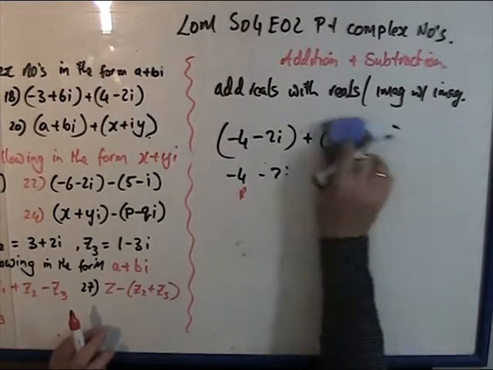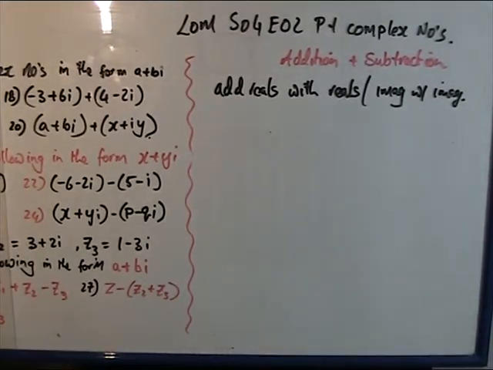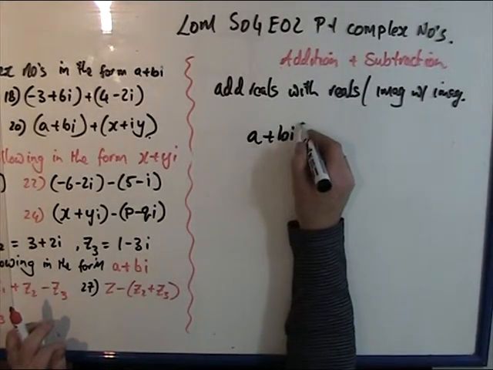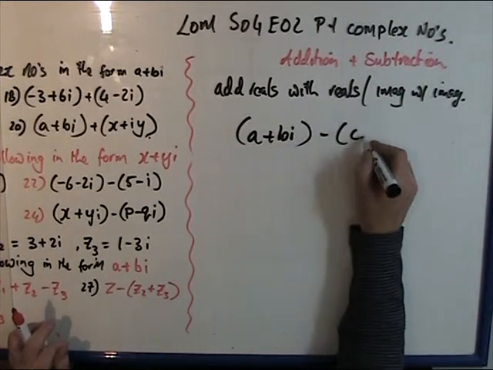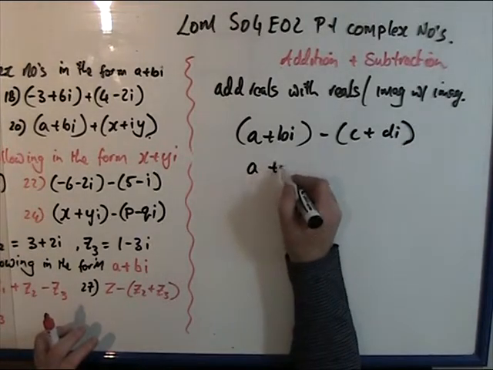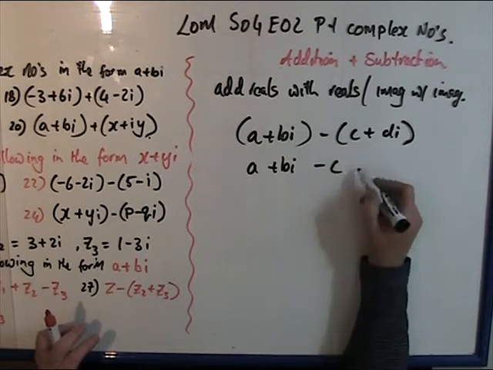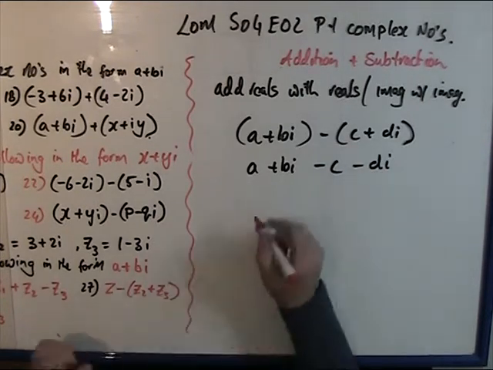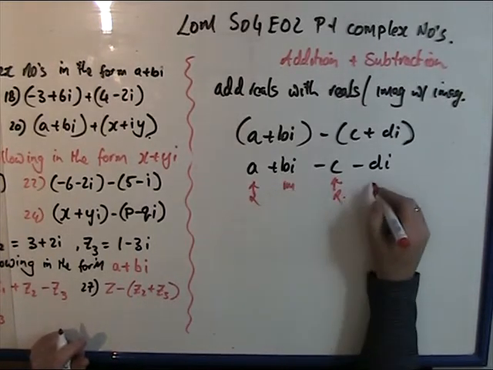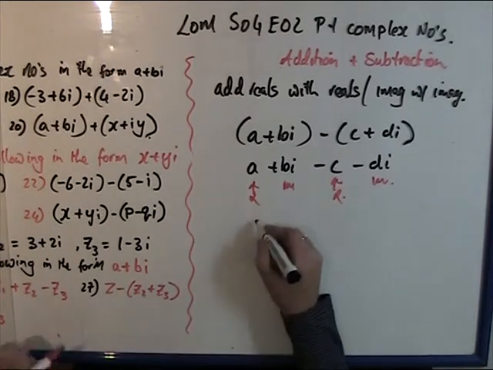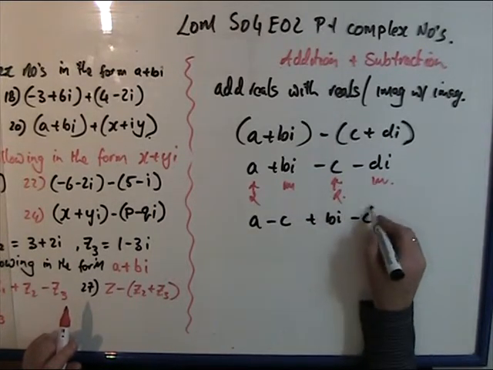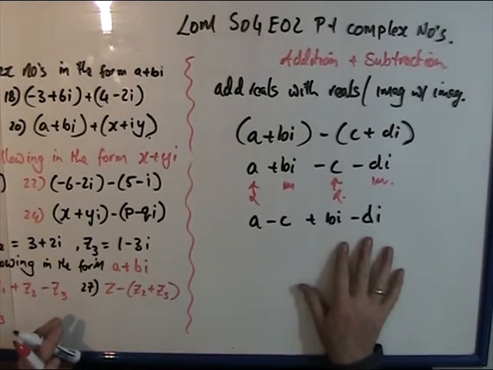Okay, let's do another one. This is just repeating, but it's really to get your confidence up. Let's have a look: a plus bi minus c plus di. Now let's remove the brackets: a plus bi minus c minus di. Bring the reals together, so that's a and c, and these are imaginary. So the answer to that will be a minus c plus bi minus di. Make sure your signs are held together.